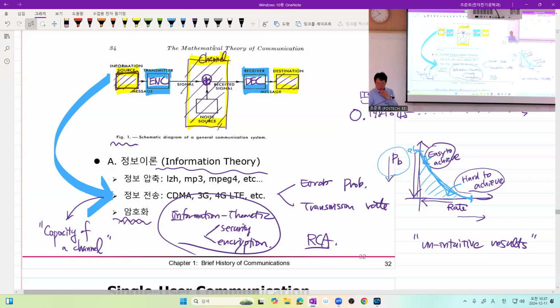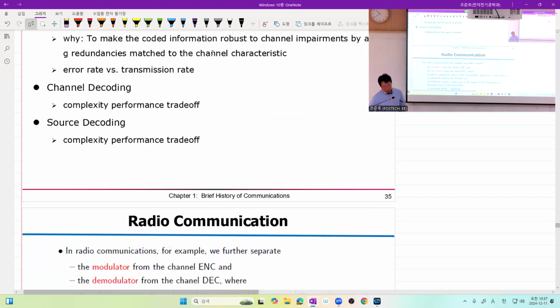Just a second. Is this figure correct? Yeah, I believe so. Yeah. Anyway.